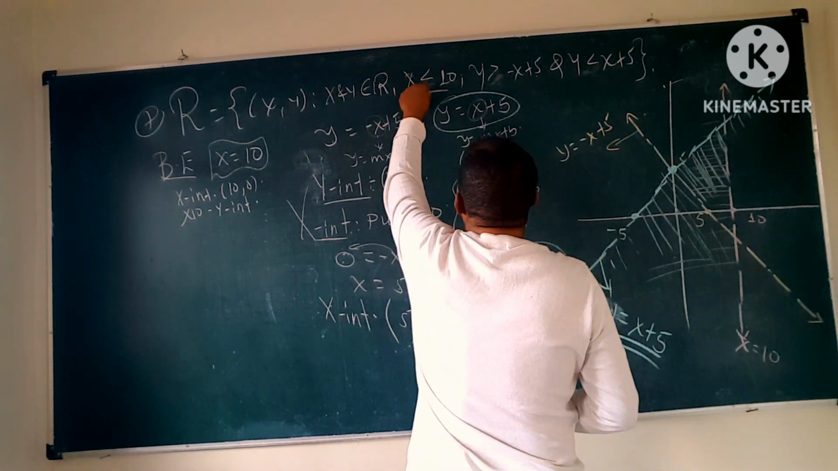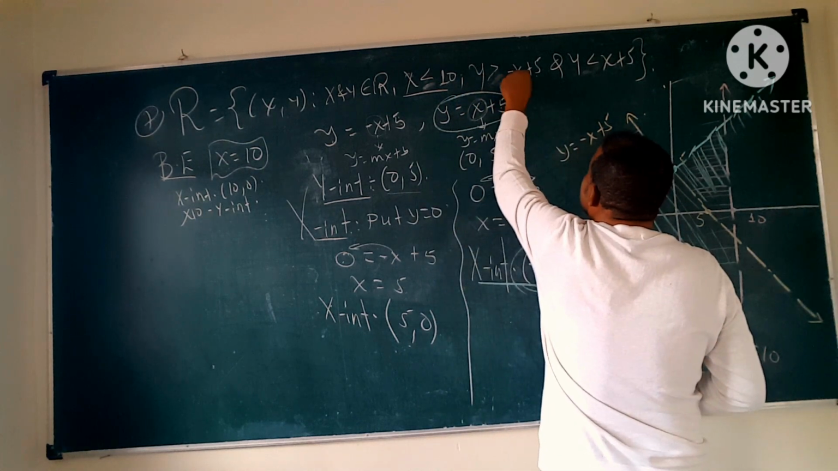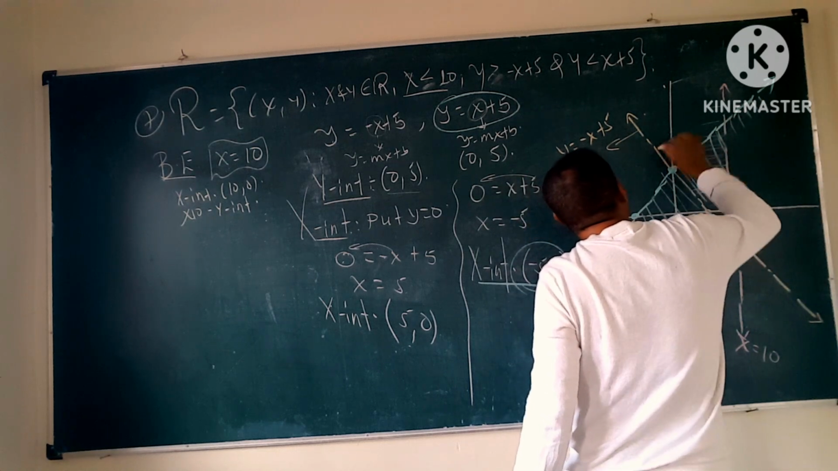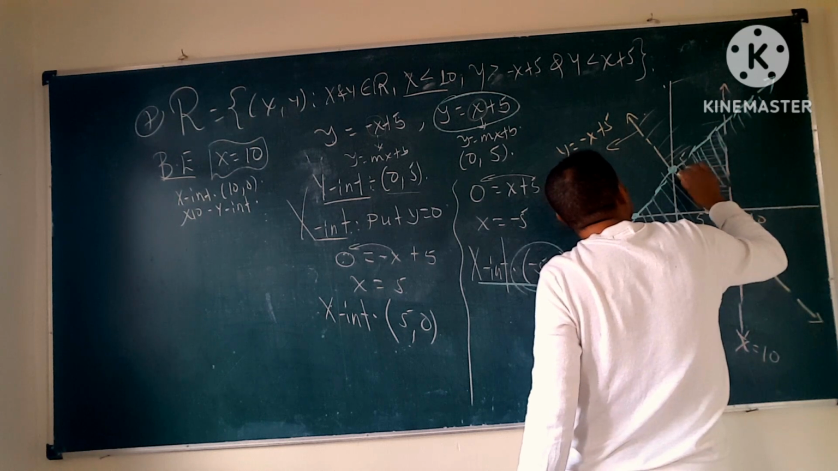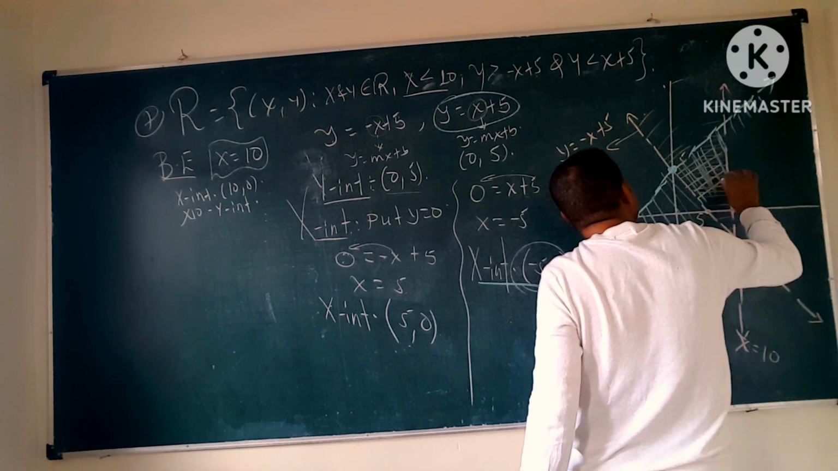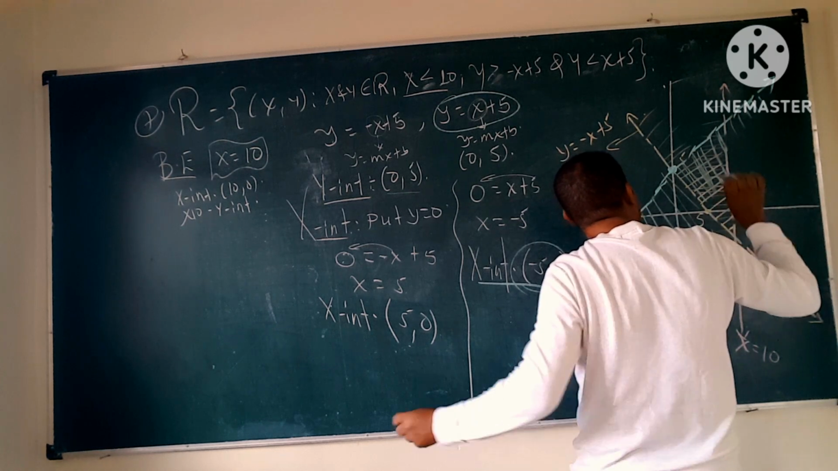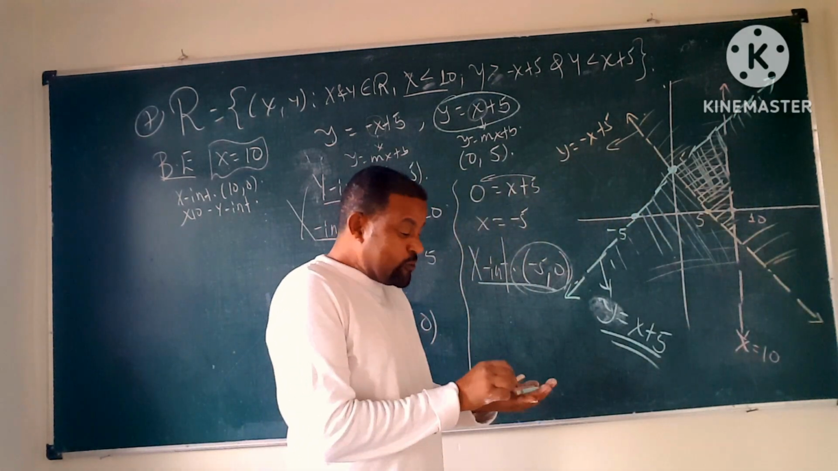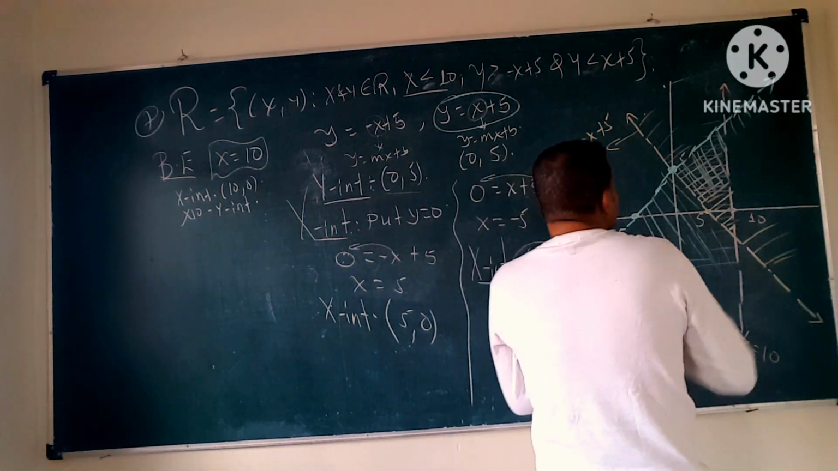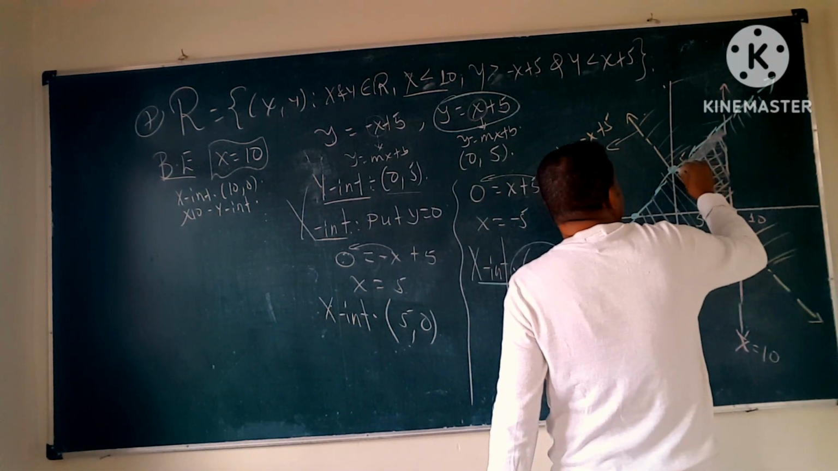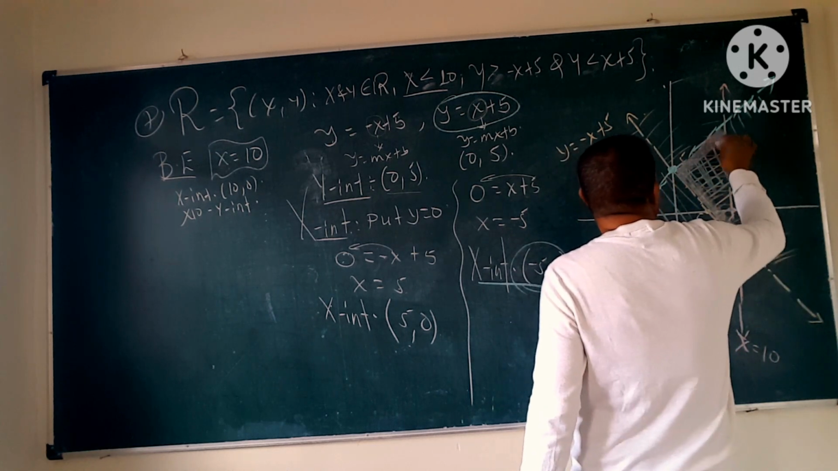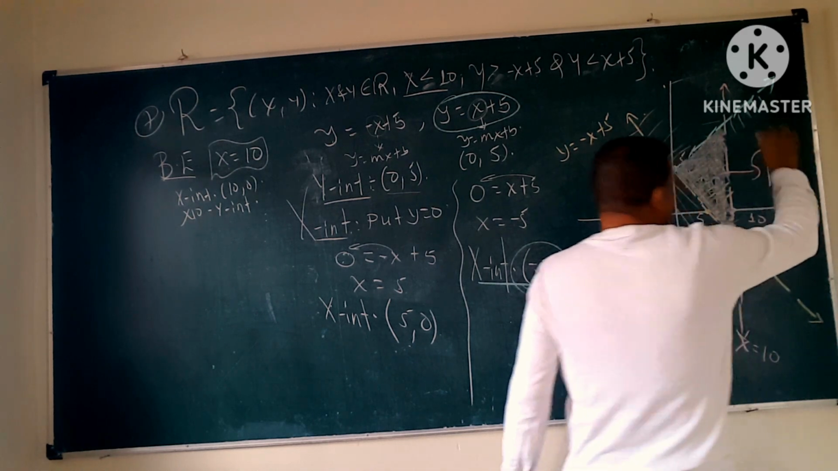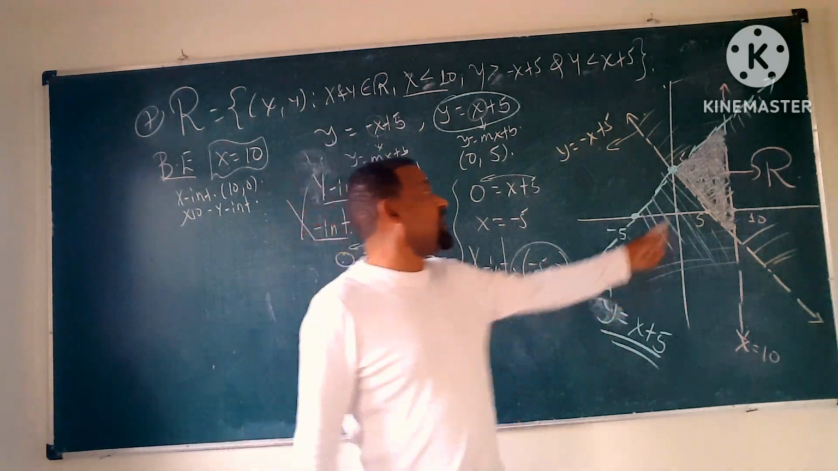Y is greater than negative x plus 5, so it is above the boundary line, meaning upward. Look, all three meet here. Where all three meet is this area, this region. This is our relation, the region where all three relations meet.